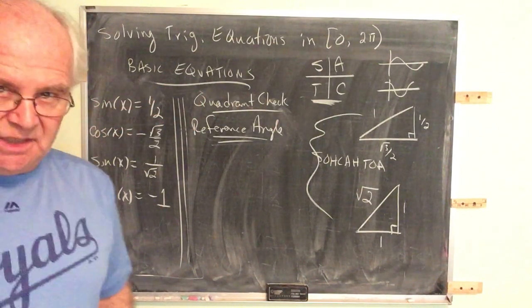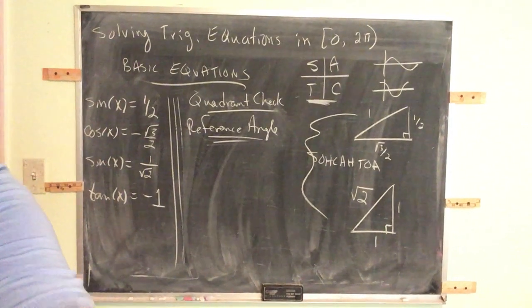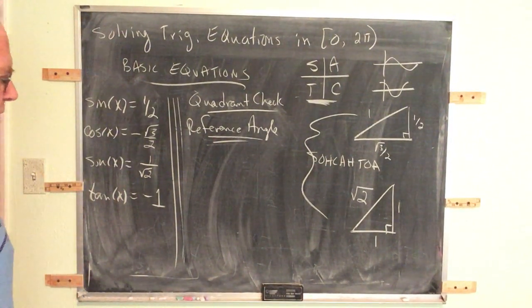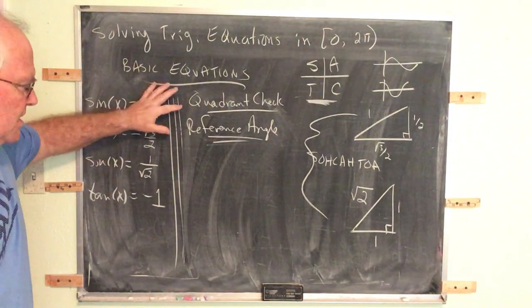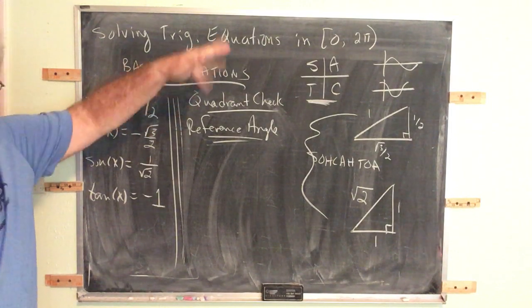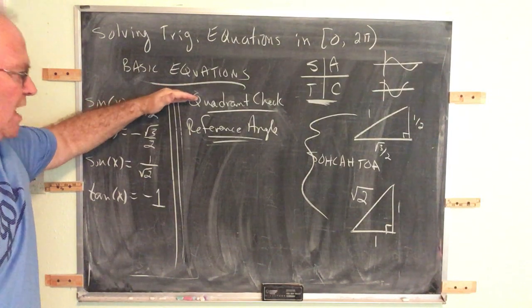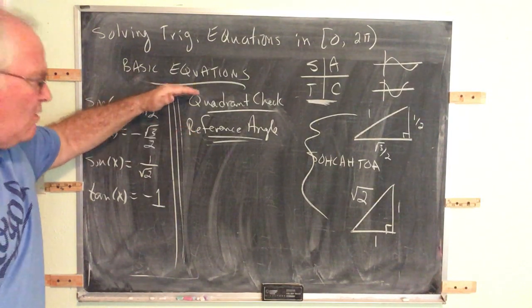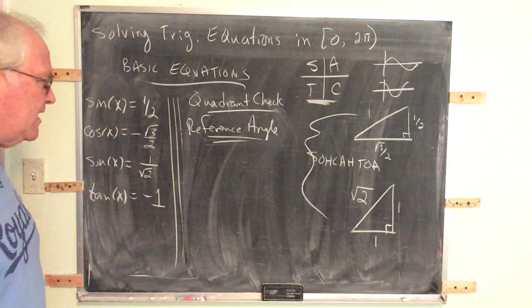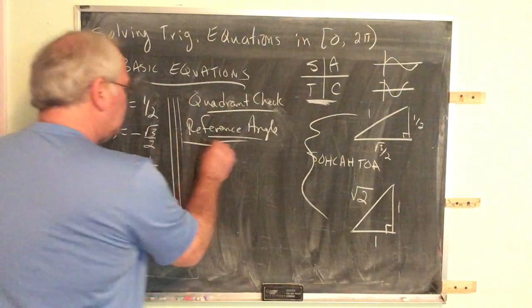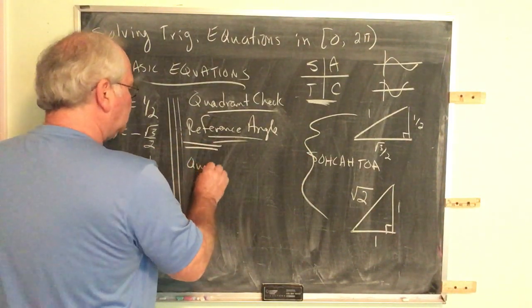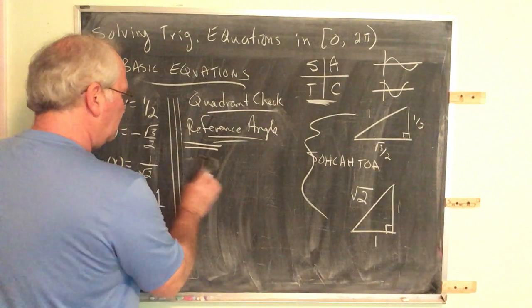It's not really strictly speaking required, but in my experience, if you don't do the quadrant check first, you forget to do it. So it's alphabetical. Quadrant check first, reference angle second. Here's what that means. So we're going to do quadrant check on, let's solve this equation.